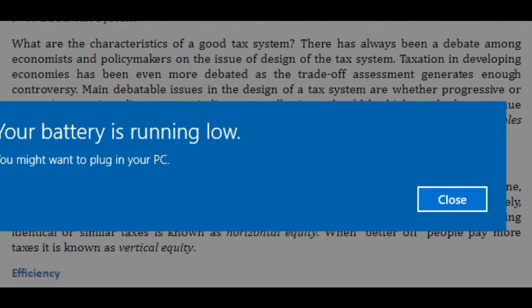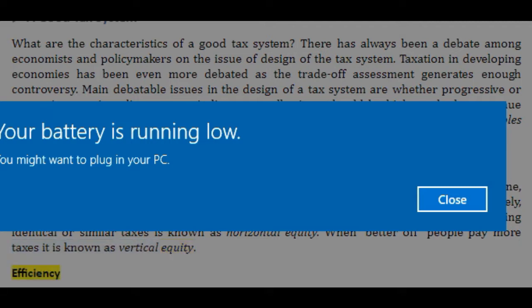Fairness. Though fairness, i.e., the first criteria of a good tax system, is not always easy to define, economists suggest inclusion of 2 elements in the tax system to make it fair, namely, horizontal equity and vertical equity. Individuals in identical or similar situations paying identical or similar taxes is known as horizontal equity. When better off people pay more taxes, it is known as vertical equity.